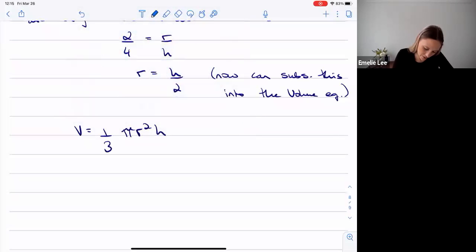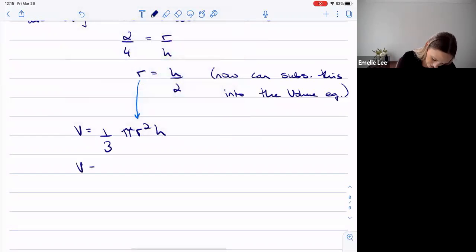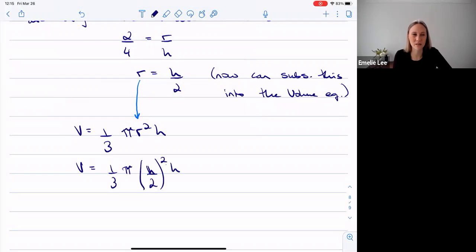And now I am going to replace this r with h over 2. So I get V is 1 over 3 pi times h over 2 squared times h. Don't forget that squared. h over 2 squared is h squared over 2 squared. 2 squared times 3 is 12, right? 2 squared is 4 times 3 is 12.